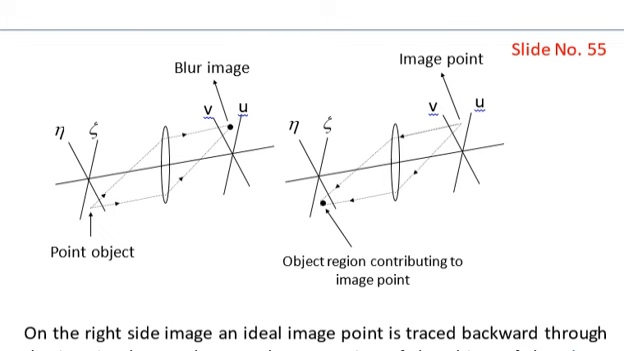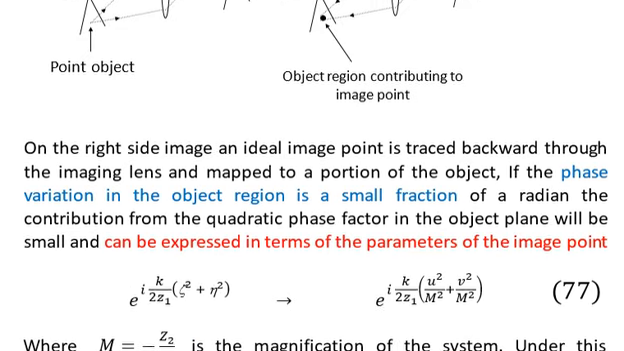Now look at the second diagram. If you have a small sharp image point, trace it back through the same optical system backward to the object plane, and you will see that it indicates a region of the object that will contribute to obtain the sharp image point at the UV plane. So for this small region on the object, if the phase variation in this small region is less than 1 milliradian, then you know that the quadratic phase factor is also removed. So let's read the description.